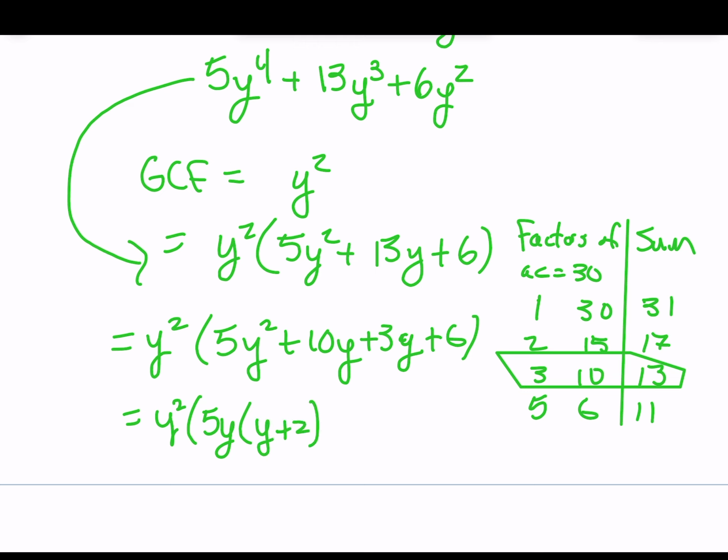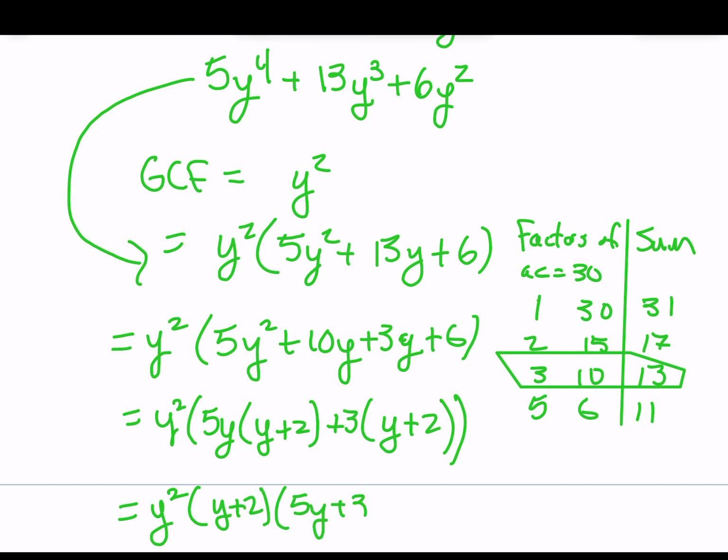and we have a common factor between 5y squared and 10y of 5y. That leaves y plus 2. And then now we can look at the second group, 3y and 6. 3y and 6 have a 3 in common, and we're left with y plus 2, because 3 times 2 is 6. And now we have a common binomial factor of y plus 2, so we get y squared times y plus 2 times 5y plus 3. And that is our fully factored form.